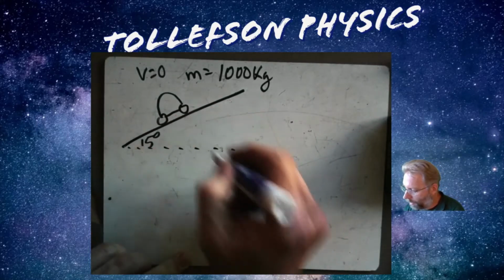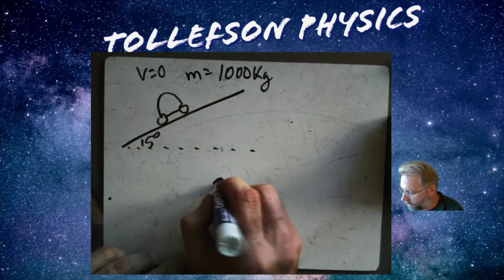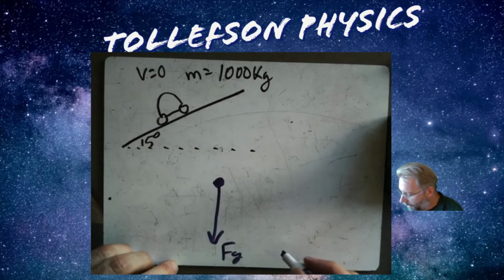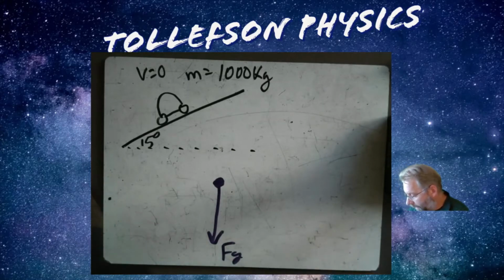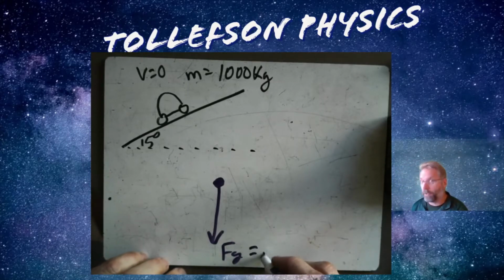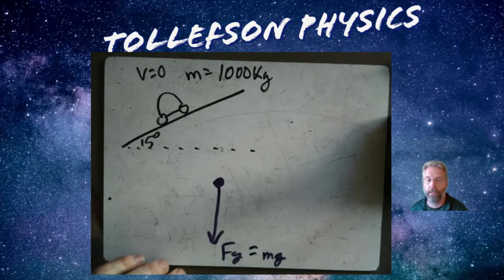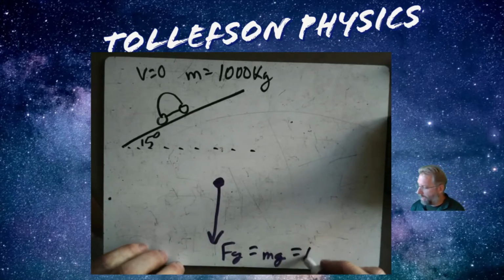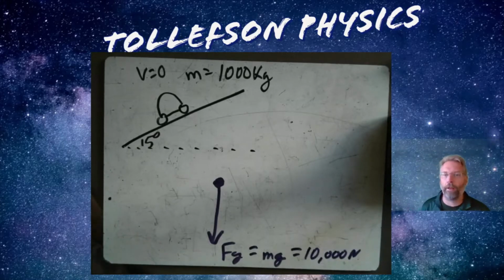And so what do we have going on there? Here's my center of mass. I'm going to have a force due to gravity. And once again, I could calculate it if I want. So remember, force due to gravity is mass times the acceleration of Earth's gravity. And so 1,000 times 10 is 10,000 newtons. Okay, what about my other forces?